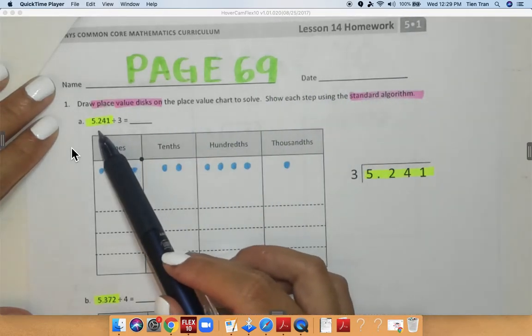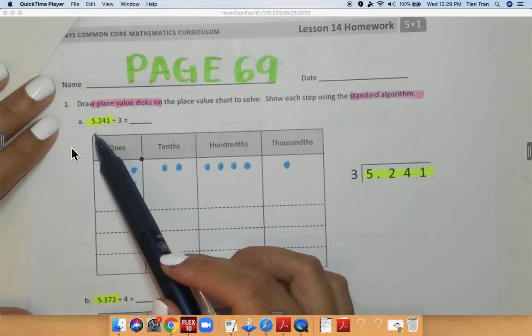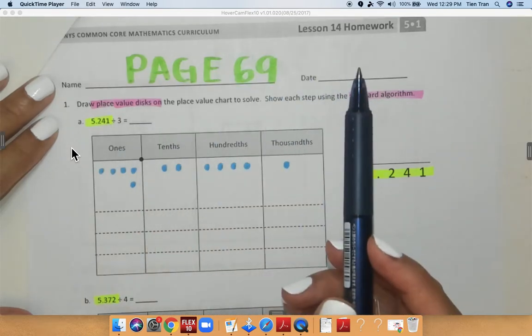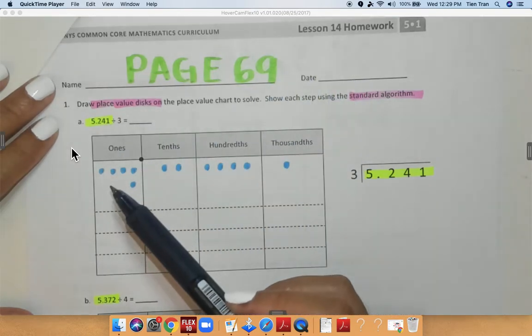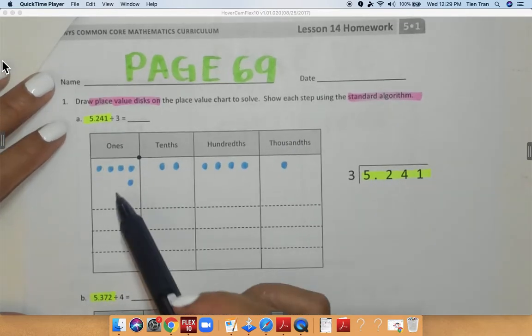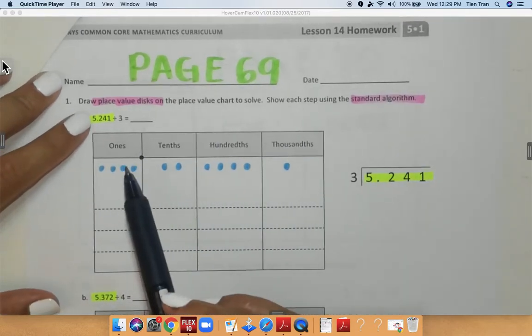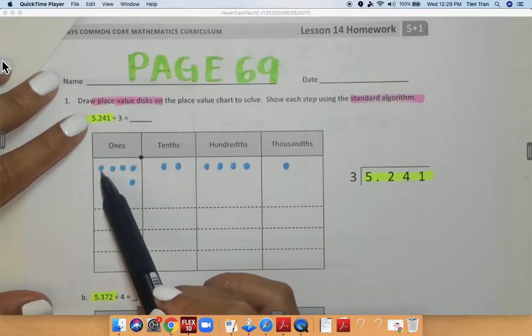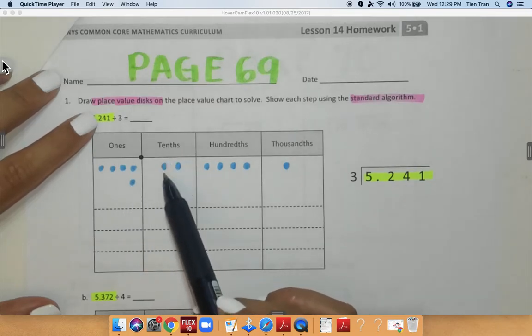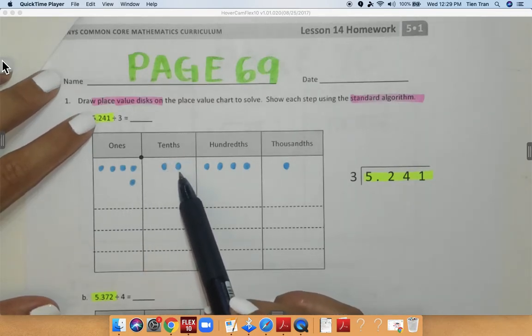So we have 5 and 241 thousandths divided by 3. The first thing I'm going to do is make sure that I place all of my whole numbers into the place value chart right here. So we have 5. I'm placing 1, 2, 3, 4, 5 in the ones place. And then we have 2 in the tens place. So I'm placing 1, 2 in the tens place.